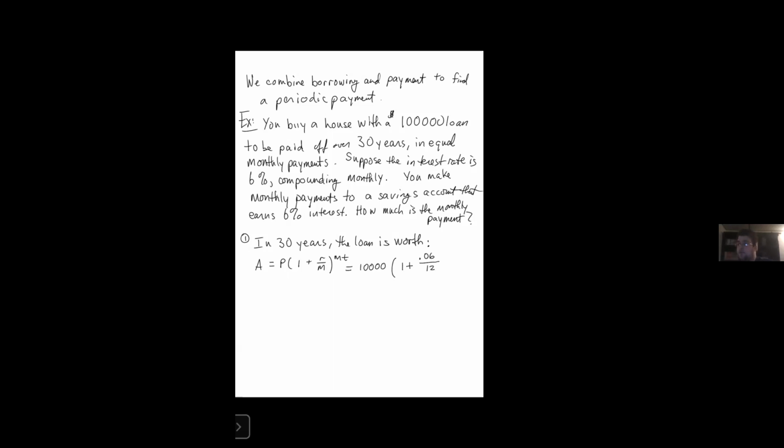Compounded monthly, so 12 compounding periods per year, raised to the number of compounding periods, times the number of years, 30 years, 12 compounding periods. So there are 360 compounding periods in 30 years. And what does this equal? This is approximately equal to 602,257 and 52 cents. So we have this loan that's worth that much. So we're going to want to make monthly payments into this account so that in 30 years, the account builds to 602,257 and 52 cents.